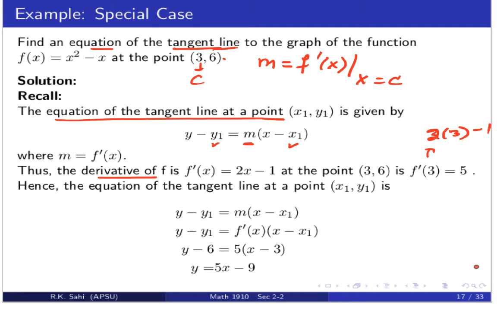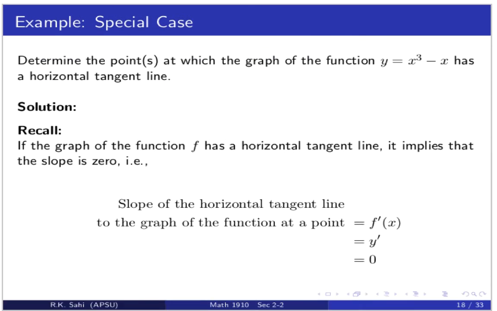Okay, let's look at another problem, with a very special case. It says determine the points at which the graph of the function y equals x cubed minus x has a horizontal tangent line. Now, not only are we looking at tangent lines, but we're saying that the tangent line is a very specific one. It's a horizontal tangent line. So we're looking at the points at which the graph has a horizontal tangent line. So what is my function? It's x cubed minus x.